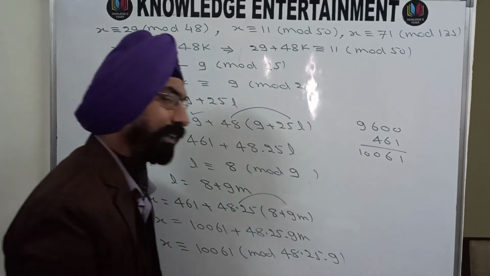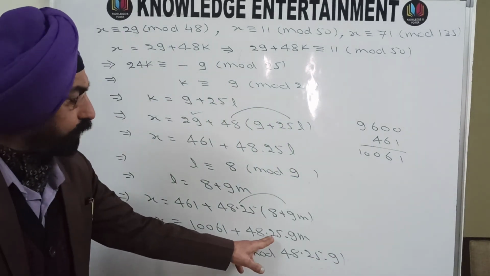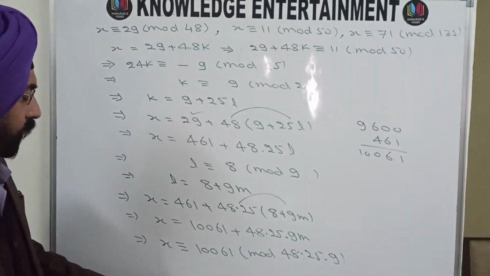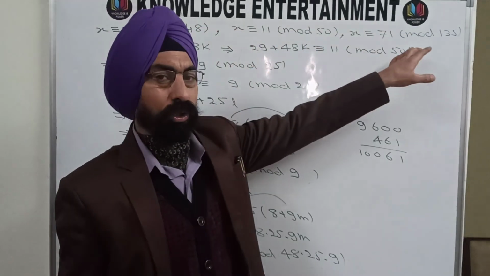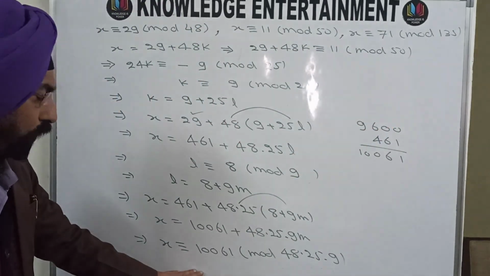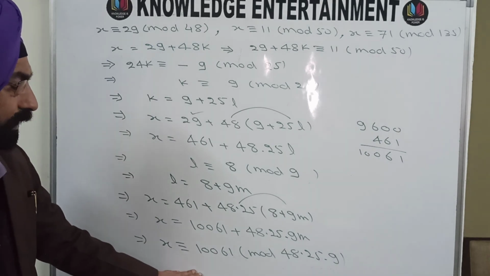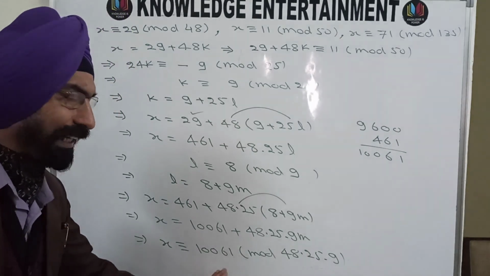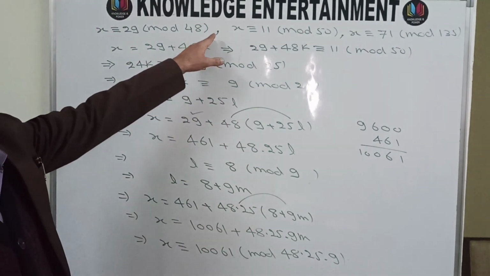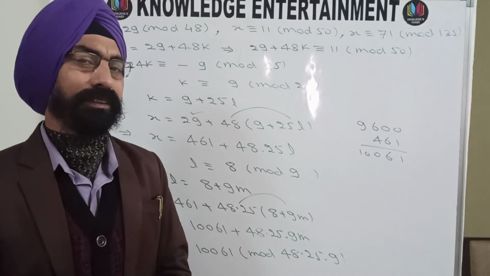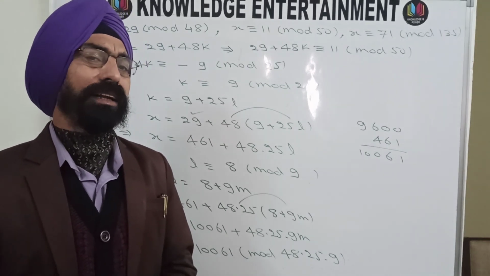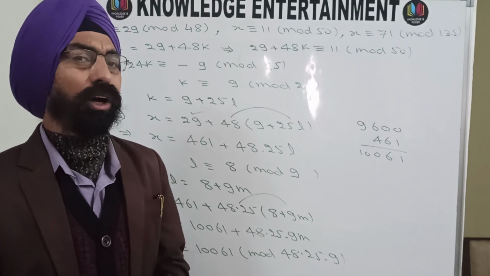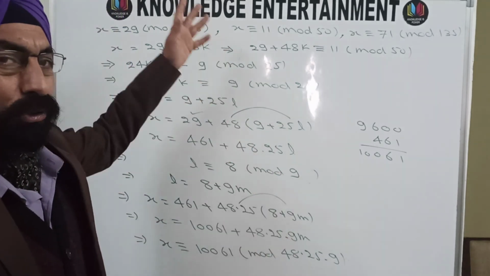That's why I was not interested in solving this, because I will use it as a modulus. So this system of linear congruences can be replaced by a single linear congruence: x is congruent to 10061 modulo 48 into 25 into 9. That means this is a solution to this system of linear congruences. So this is how, where we are unable to solve a system of linear congruences by the Chinese remainder theorem, we can solve the system of linear congruences by using this method.